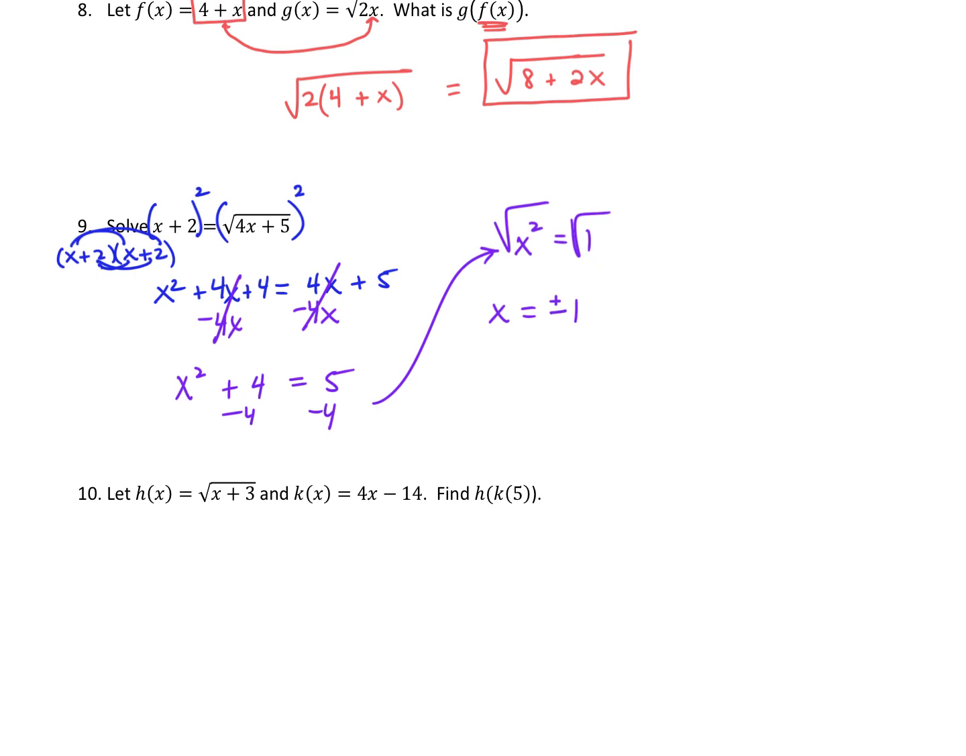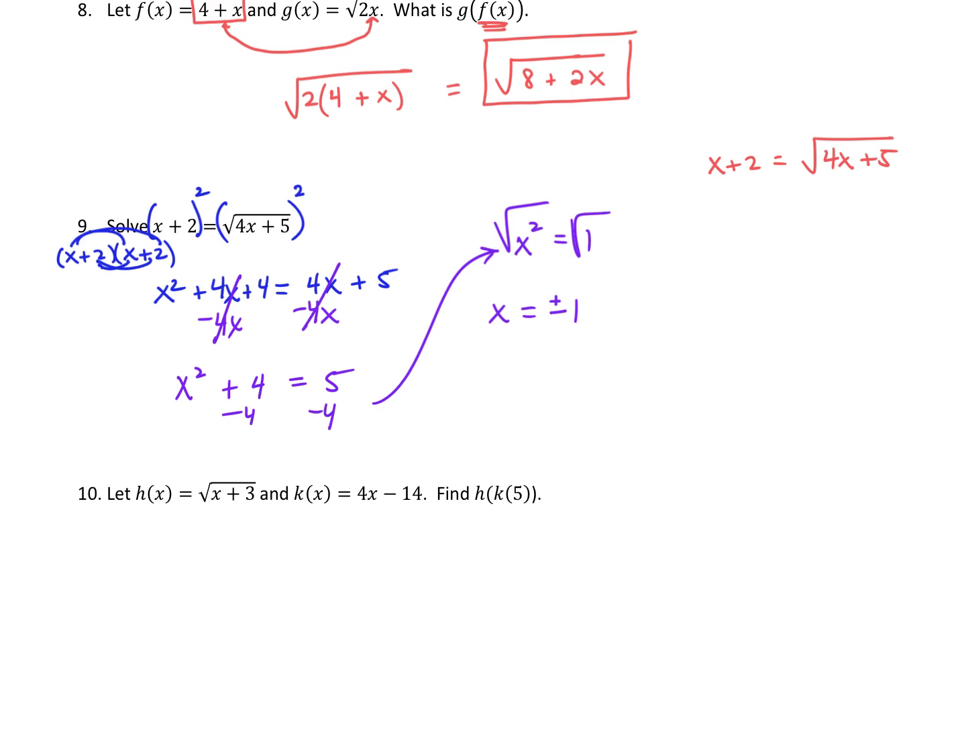Now, when we solve radical equations, when we do this step right here of squaring both sides, it's very possible that we are introducing a false solution, one of those extraneous solutions. So we do need to check and see if positive 1 and negative 1 actually are solutions to this original equation. So I'm going to go ahead and write the original equation up here. It was x plus 2 equals the square root of 4x plus 5. And we have to check both of our answers.